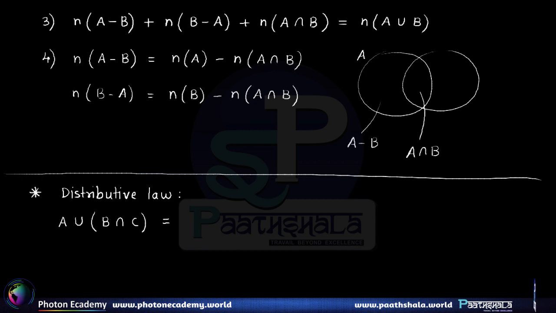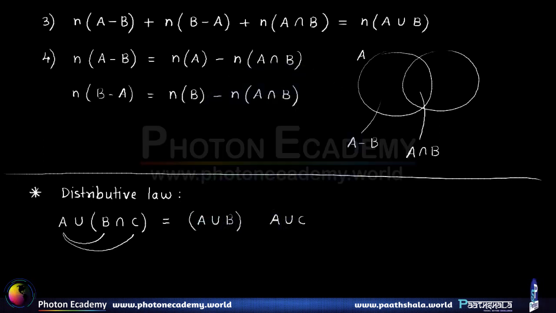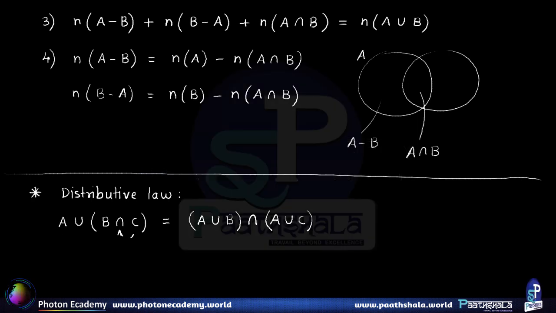So here what we do is, A is distributed to the different elements inside the bracket. So it's like we take union of A with B, we take union of A with C, and the two results are connected by the operation which is inside the bracket. So therefore we take the intersection of the two results. Right? So this is pretty much similar to what we do in algebra, that is when we want to multiply a number with a bracket containing the sum of two or more terms.